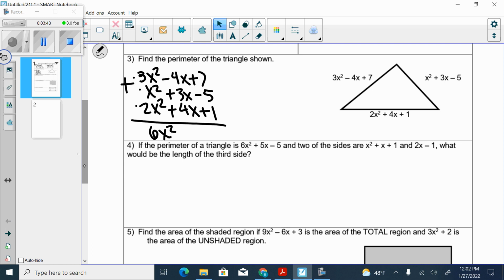Okay? And then I can do the same thing for the terms that have x's. I've got negative 4x, positive 3x, and positive 4x. How much is that if we put them all together? 3x. Just 3x, right? Because the positive 4 and negative 4 cancel out, and then we just are left with positive 3x. Very good. And now the constants. I got 7 plus negative 5 plus 1. Very good. Positive 3. All right, so there is the perimeter of this figure.